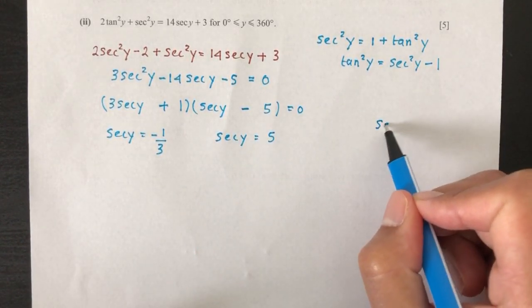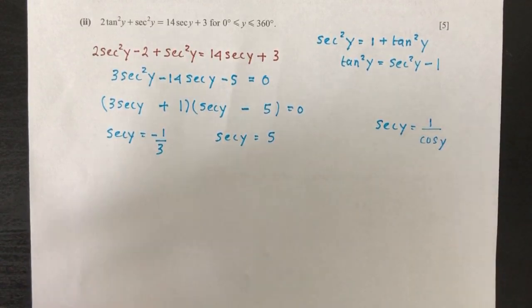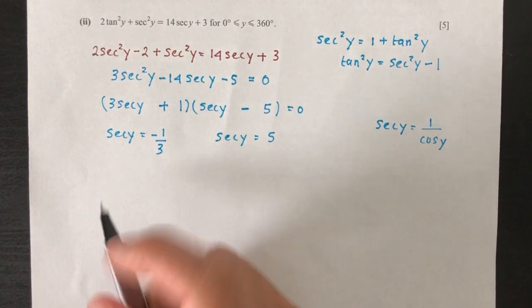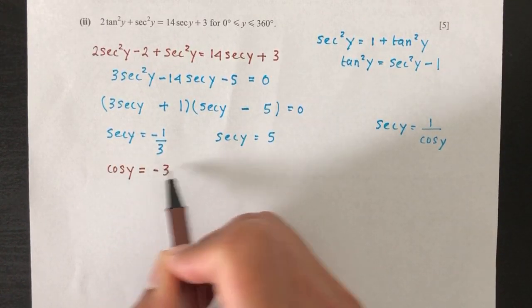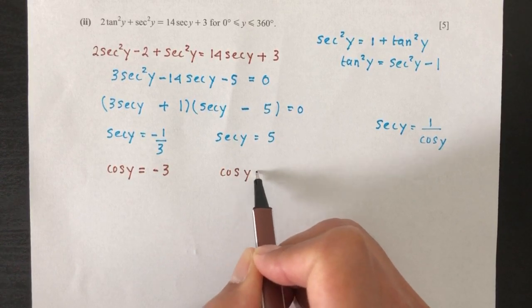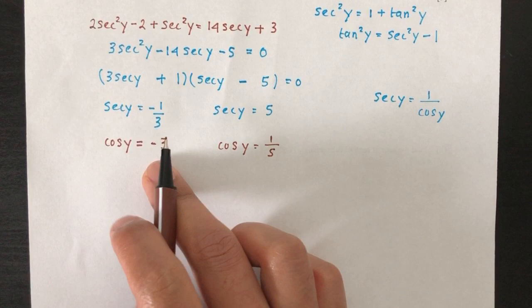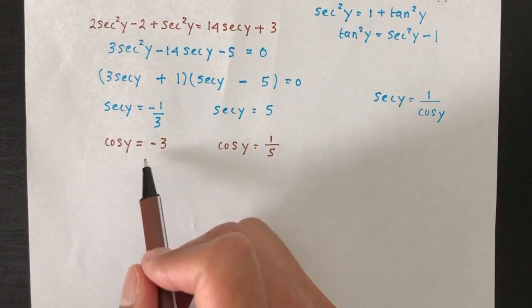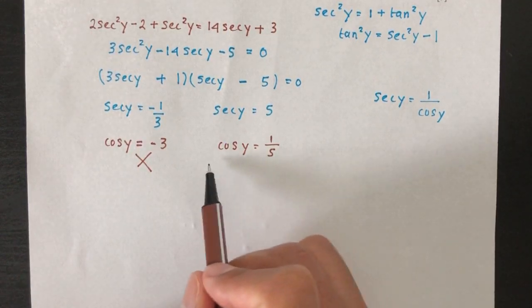Now what is sec? It is equal to 1 over cos y. So from this we have cos y is equal to minus 3, and cos y is equal to 1 over 5. Again, cos cannot be more than 1 or less than minus 1, so this one is out of range, so it will not be a valid option. So this one is the only one remaining.